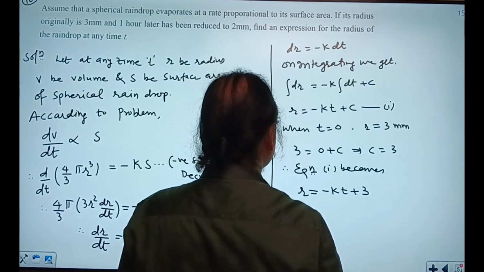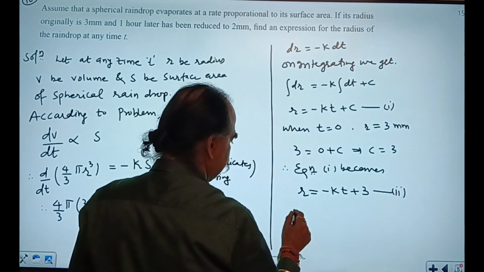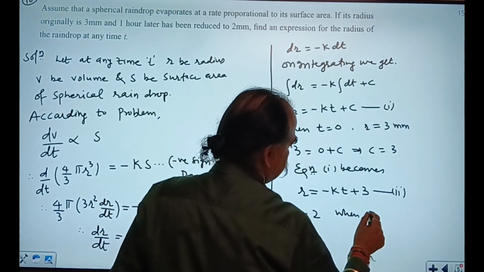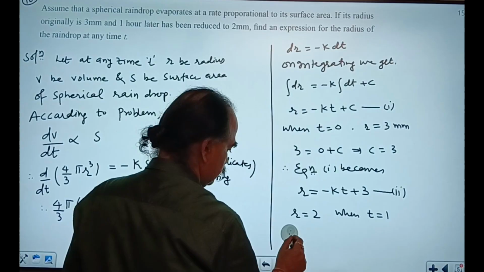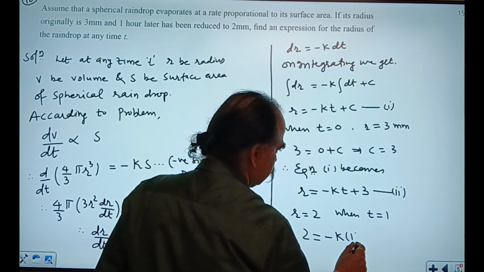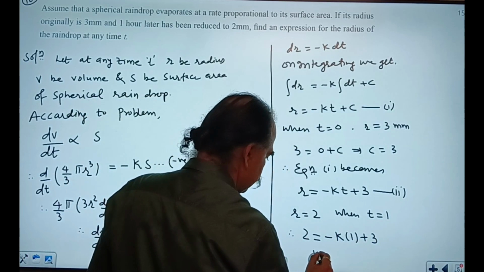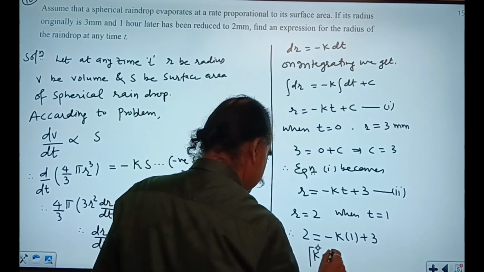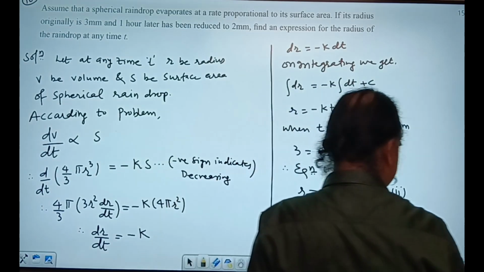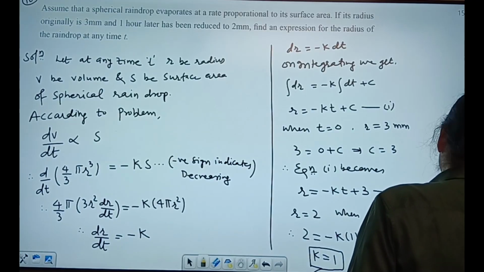After 1 hour r reduces to 2. When r is equal to 2, t is 1. So 2 is equal to minus k into 1 plus 3. So k will be 1. K is 1. So equation 2 becomes r is equal to minus t plus 3.